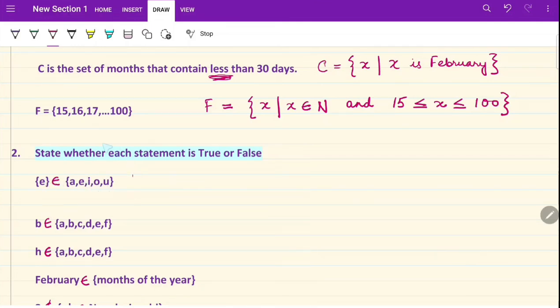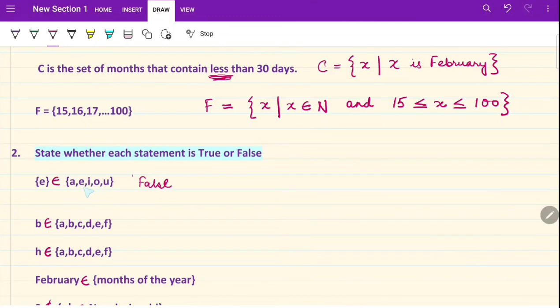However, the E on the left-hand side is expressed not as an element, but as a set by itself. So on the left-hand side, the E is really a set and not an element, whereas on the other side, A, E, I, O, U is a set. So the answer to this question is false. Why is it false? Because over here, the set {E} is being said to be a member of the set containing elements A, E, I, O, U.